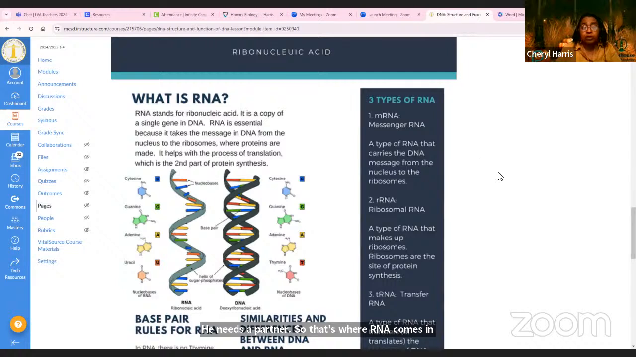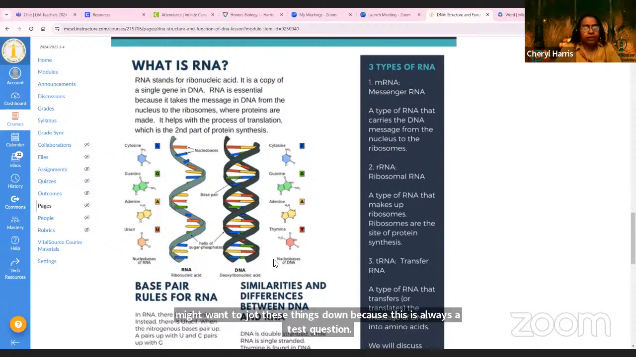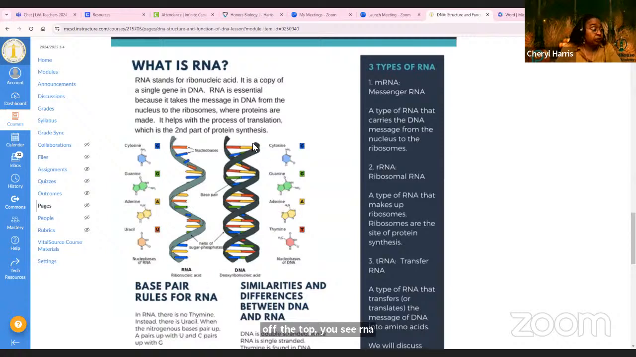So what we want to look at is what's the difference between RNA and DNA? You might want to jot these things down because this is always a test question. Just looking at it off the top, you see RNA has a single strand and DNA is double-stranded. So that's difference number one. Make yourself a side-by-side comparison chart, and start with RNA is single-stranded, DNA is double-stranded. Make your charts correlate with each other.